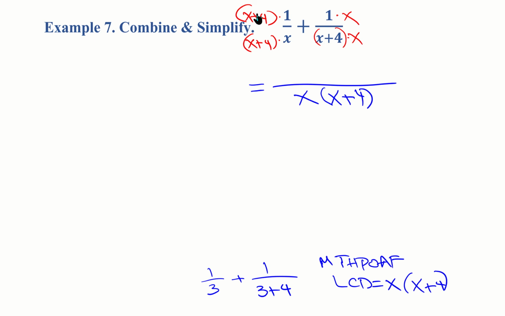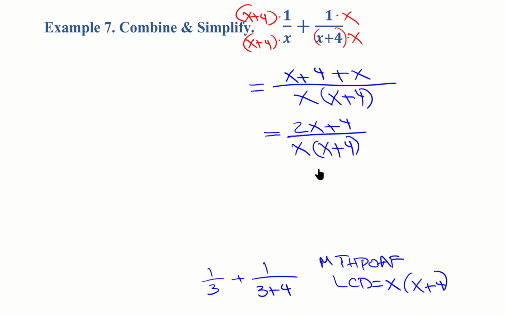So all we have to do now is combine the numerators. Well, the new numerators, right? The adjusted numerators. So we end up with x plus 4 plus x, like so. So notice that that ends up being 2x plus 4 over x times x plus 4.